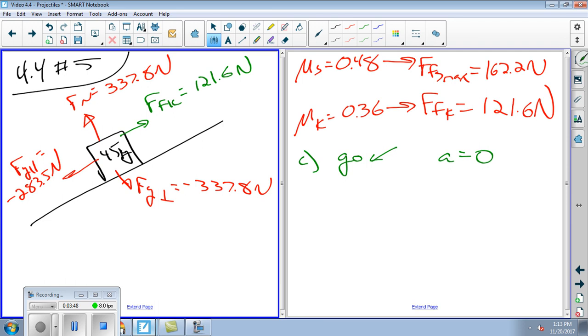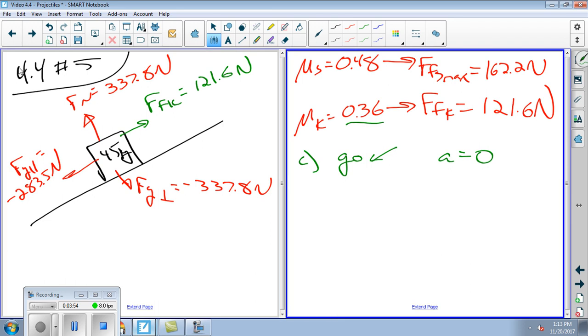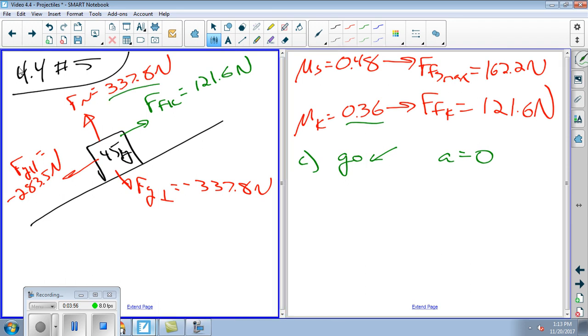Wait, what? Just coefficient of friction times the normal force. You good? Yeah, I see, coefficient. It's okay. Everybody happy? Sarah, you okay? Okay.